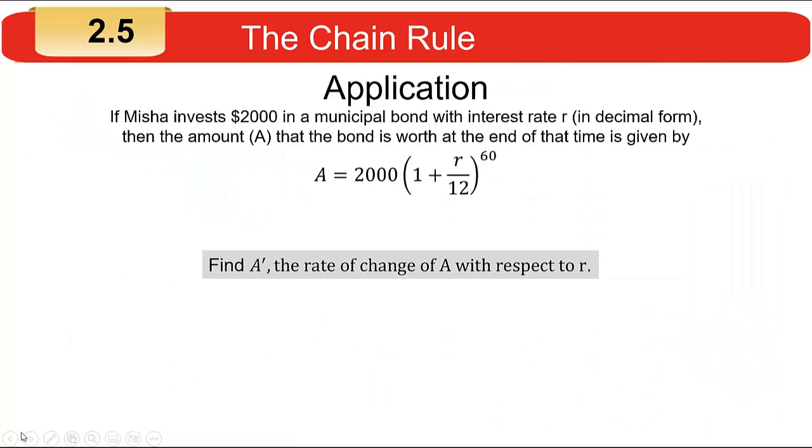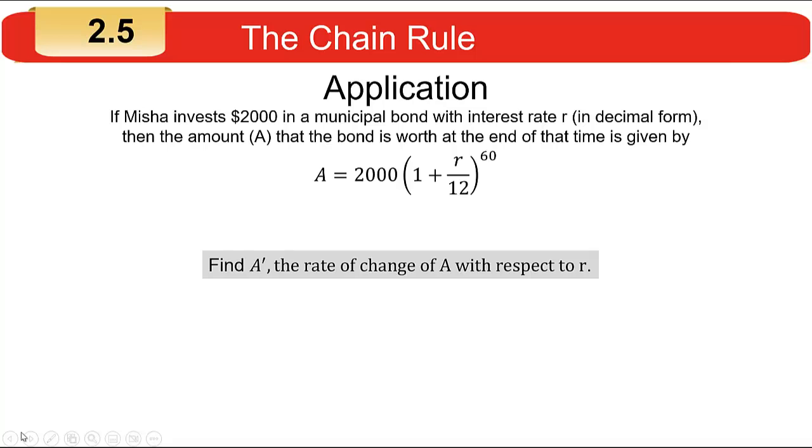Let's end with an application. If Misha invests $2,000 in a municipal bond with interest rate R written in decimal form, then the amount A that the bond is worth at the end of that time is given by this formula. We want to find A prime, in other words, the derivative of this function A, which represents the rate of change of A with respect to R.